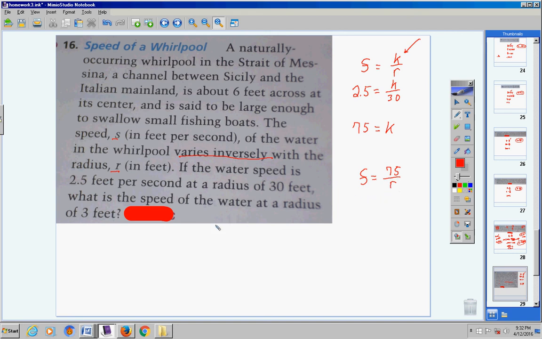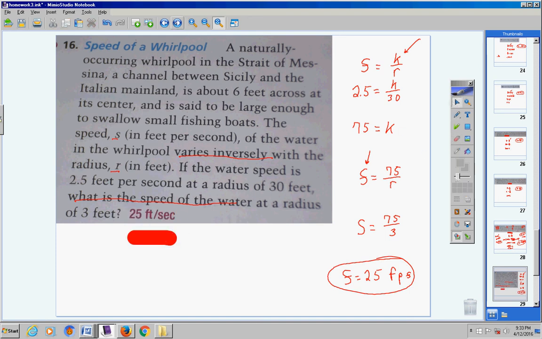Now look at the question. What is the speed of the water? So we're looking for S. When the radius is 3, so for the radius I'll put 3. So the speed equals 75 over 3. 75 divided by 3 is 25. So the speed is 25 feet per second. That's the speed. Alright. Check our answer, make sure it's accurate, and moving on to number 17.